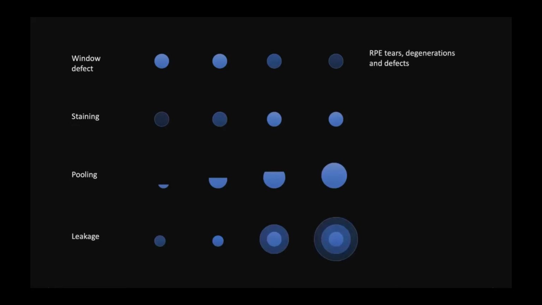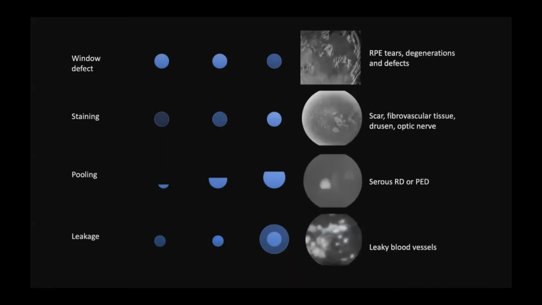With window defects, we'll see this in areas of RPE loss, such as tears, degeneration, and defects. Staining occurs whenever the dye is soaked up by lesions, such as a scar, fibrovascular tissue, drusen, or even the optic nerve. Pooling occurs in serous retinal detachments or pigment epithelial detachments. In leakage, as I mentioned, leaky blood vessels, such as macular edema or neovascularization. So let's go through a few examples of these.